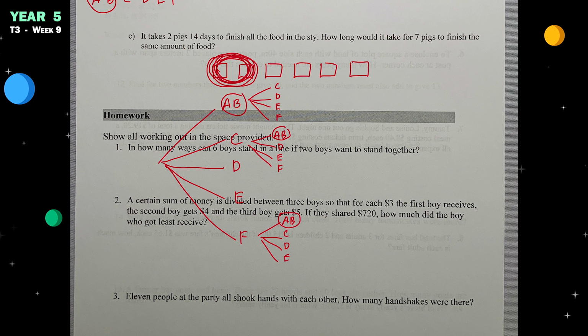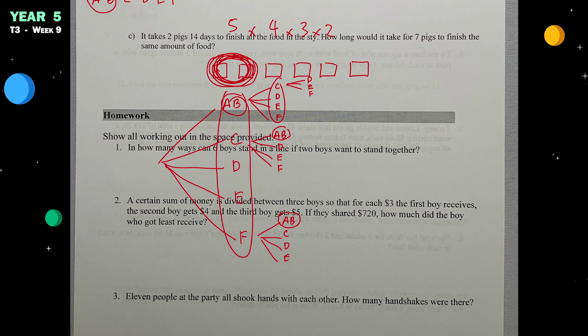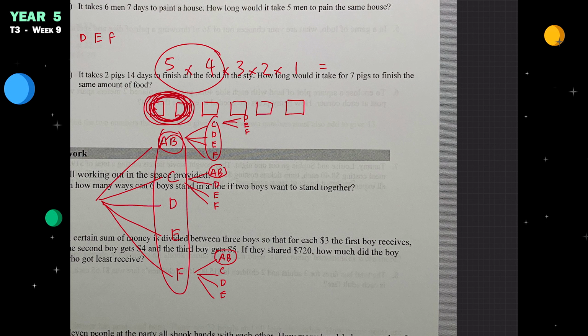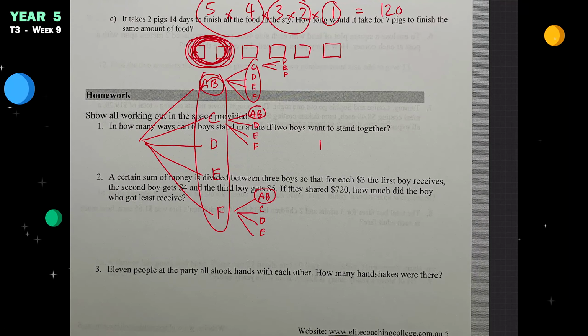So if we just draw the tree diagram, all of it, you'll see that there's going to be 5 lots of 4. And then each of these 4 will have 3. So for example, C could have D, E, or F, right? Times it by 3, times it by 2, times it by 1, and so on. And if you multiply this together, 5 times 4 is 20, 3 times 2 is 6, and 1, so 6 times 20 is 120. So there's 120 ways you can do for this one.